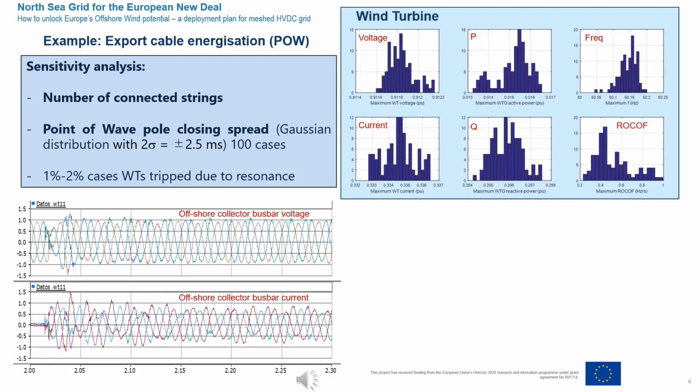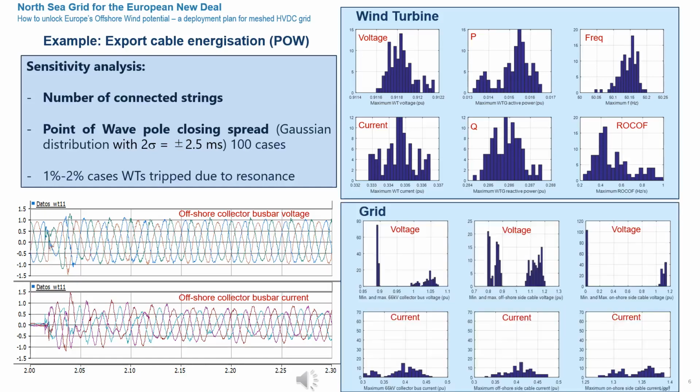rotor speed on the wind turbine of 100 different cases with different errors on the point on wave closing of each one of the breakers. The same has been carried out with different points in the grid, where we can see the maximum and minimum voltages and maximum and minimum current in different buses of the complete system. And we checked that in 99% of the cases we're within the allowable limits, and only in 1 or 2% of the cases the wind turbines would trip due to resonance.